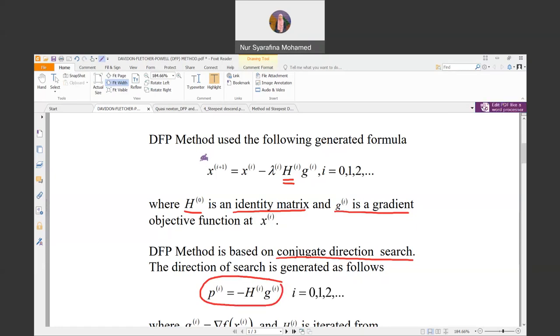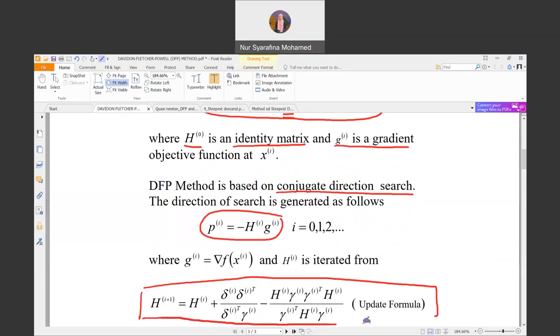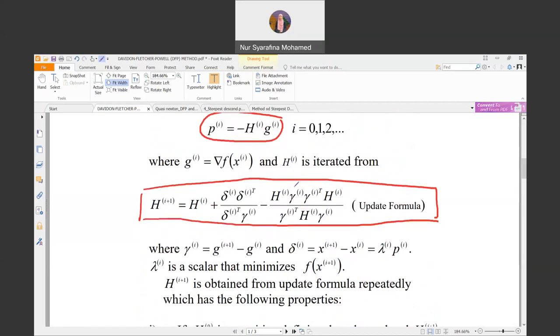So this is the direction of search. We have the iterative formula, and we also have the conjugate direction search. Of course, g_i is the gradient, which comes from the derivative of f, and H_i is an iterated form of this formula. So we obtain H by using this to approximate the matrix H, where H naught always starts as the identity. Okay, this is the definition.